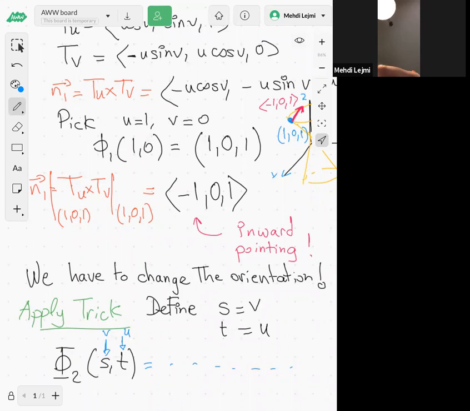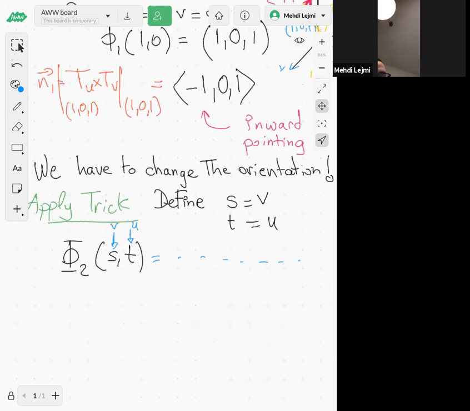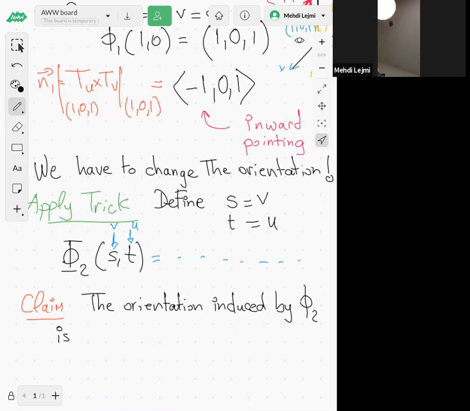Then you can check, I mean, that's just the computations here. So we can check the claim, as I did in the previous example. I claim that the orientation induced by phi2 is outward pointing.